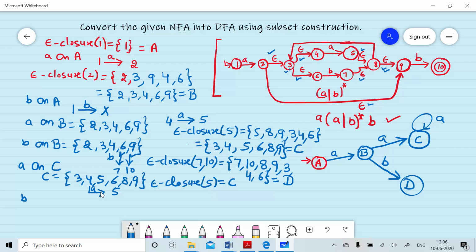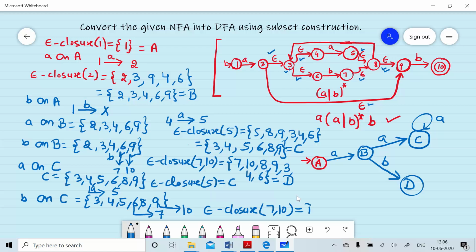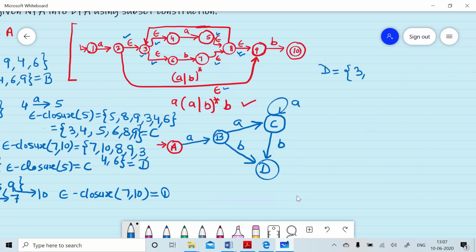Now we will discuss B on C. So C is nothing but 2, 3, 4, 5, 6, 8, 9. On 6, on reading of B, we are moving to state 7, and on 9, on reading of B, we are moving to state number 10. Now we will find out sigma closure of 7 and 10, and we will get D state. So on reading of B on C, we will move to state number D. Now D is 3, 4, 6, 7, 8, 9 and 10.